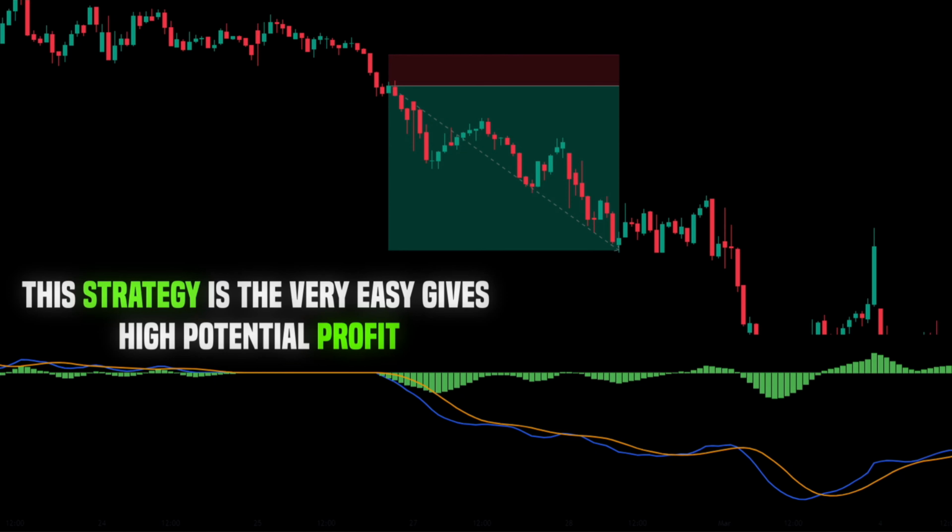This strategy is very simple and gives high profit potential and the best part is that its stop loss is also small and the target is big.